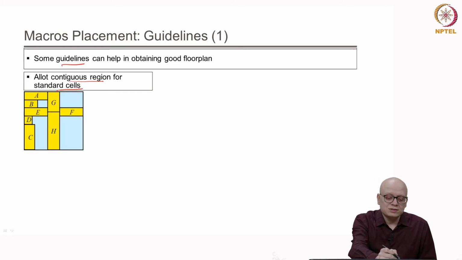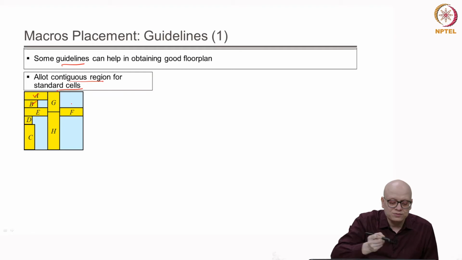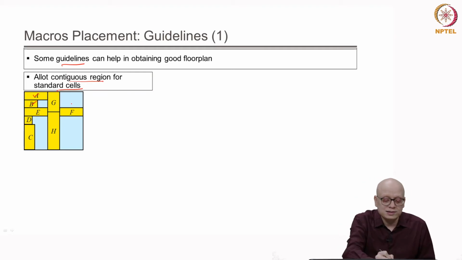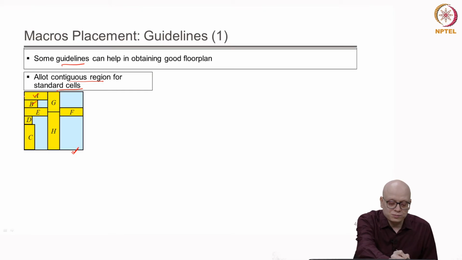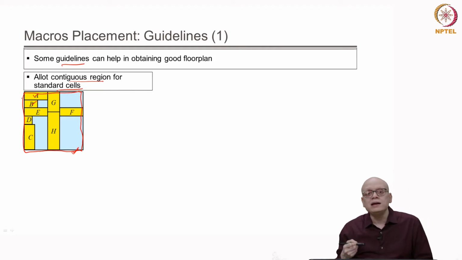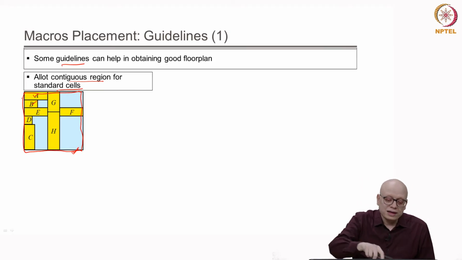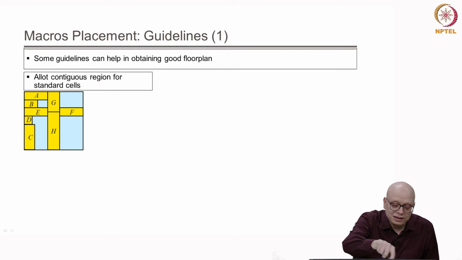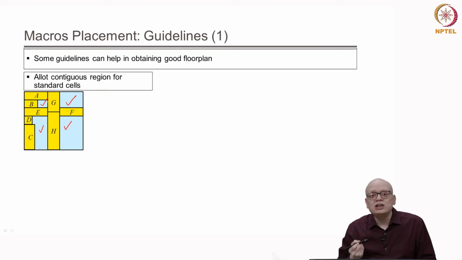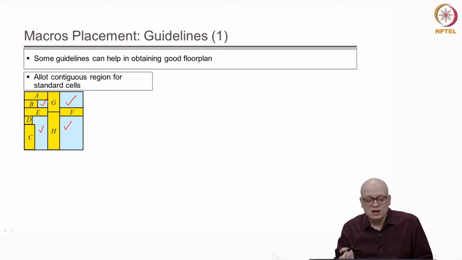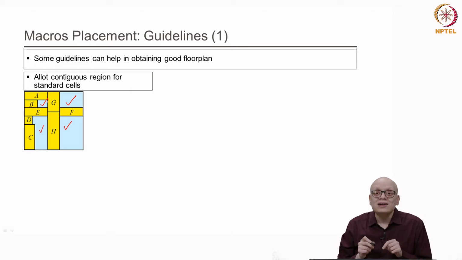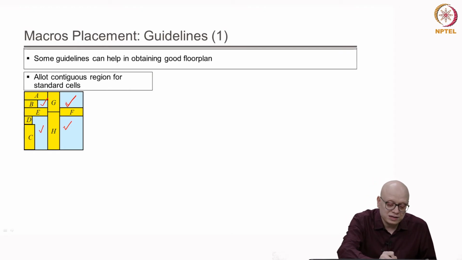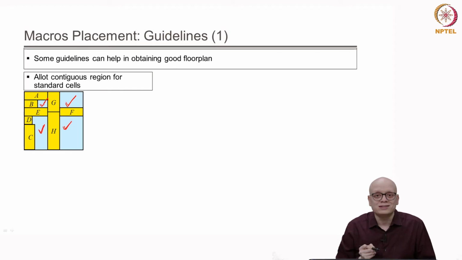Suppose A, B, C, D, E, F, G, H are the macros and this is the layout which is shown here. The spaces that are left over will finally be filled by, say, standard cells. Now, in this floor plan, we see that there are non-contiguous or fragmented regions where we are allocating space for the standard cells. These are the spaces where we are saying that we will put standard cells, and it is non-contiguous or fragmented.